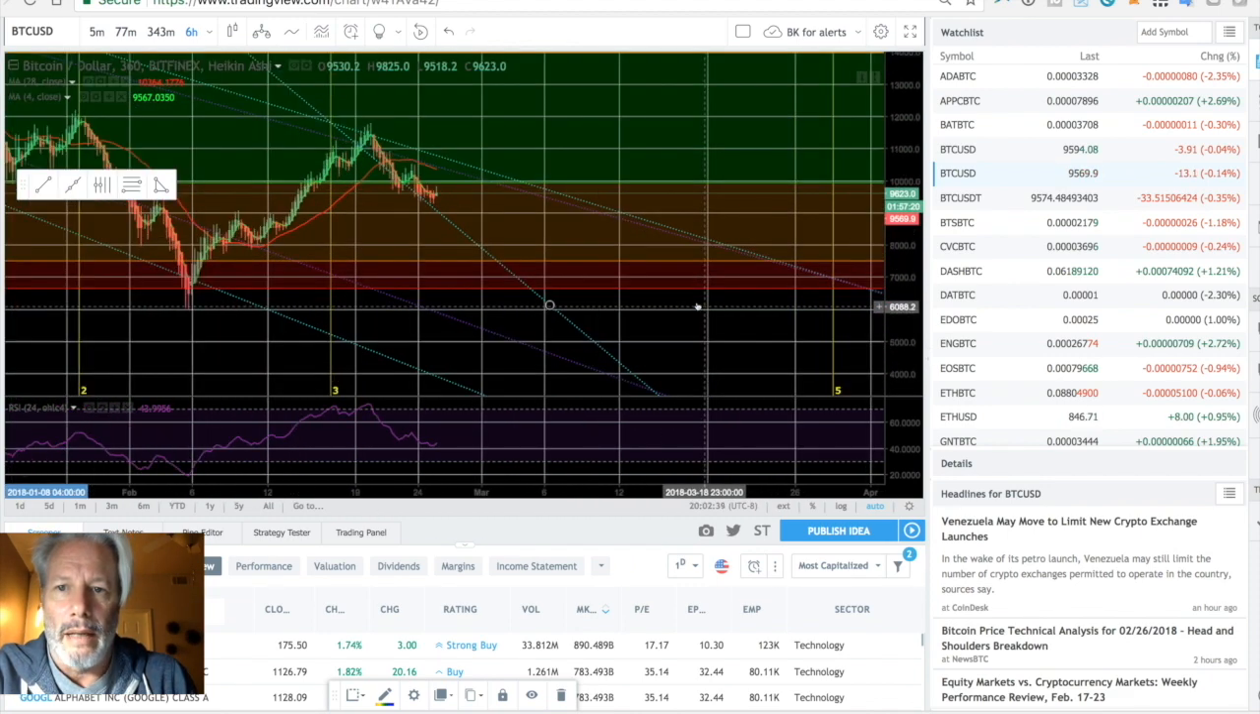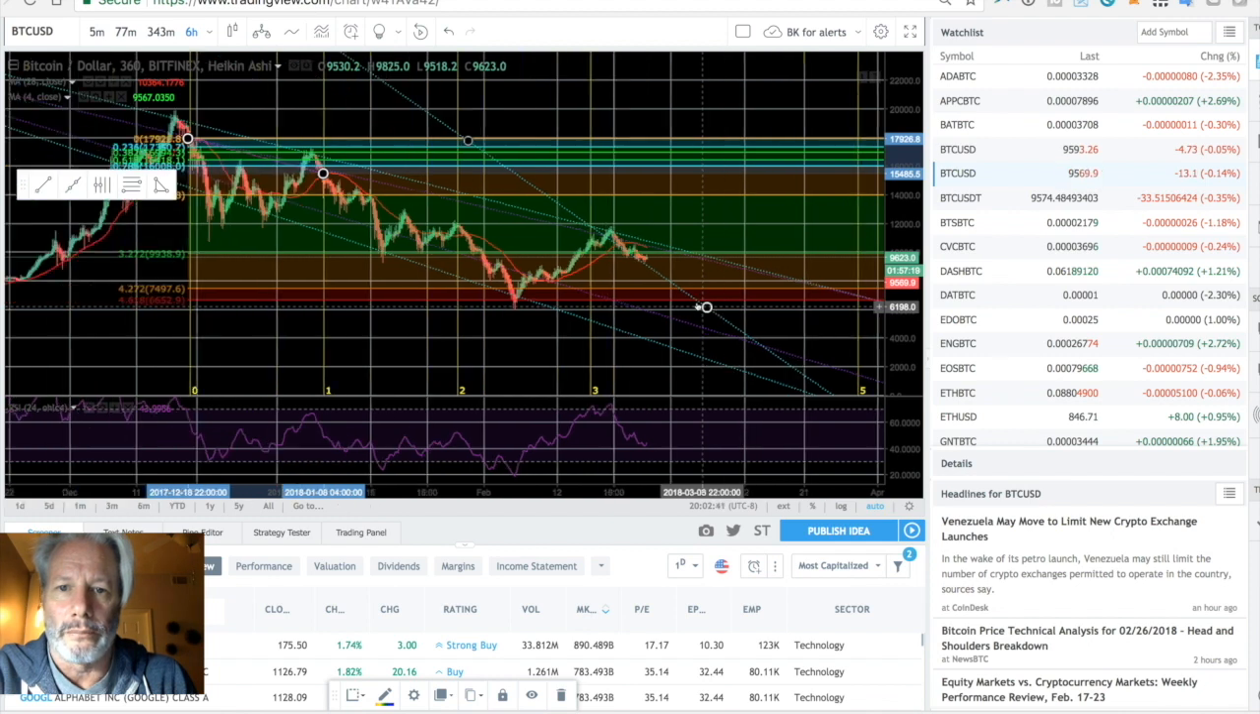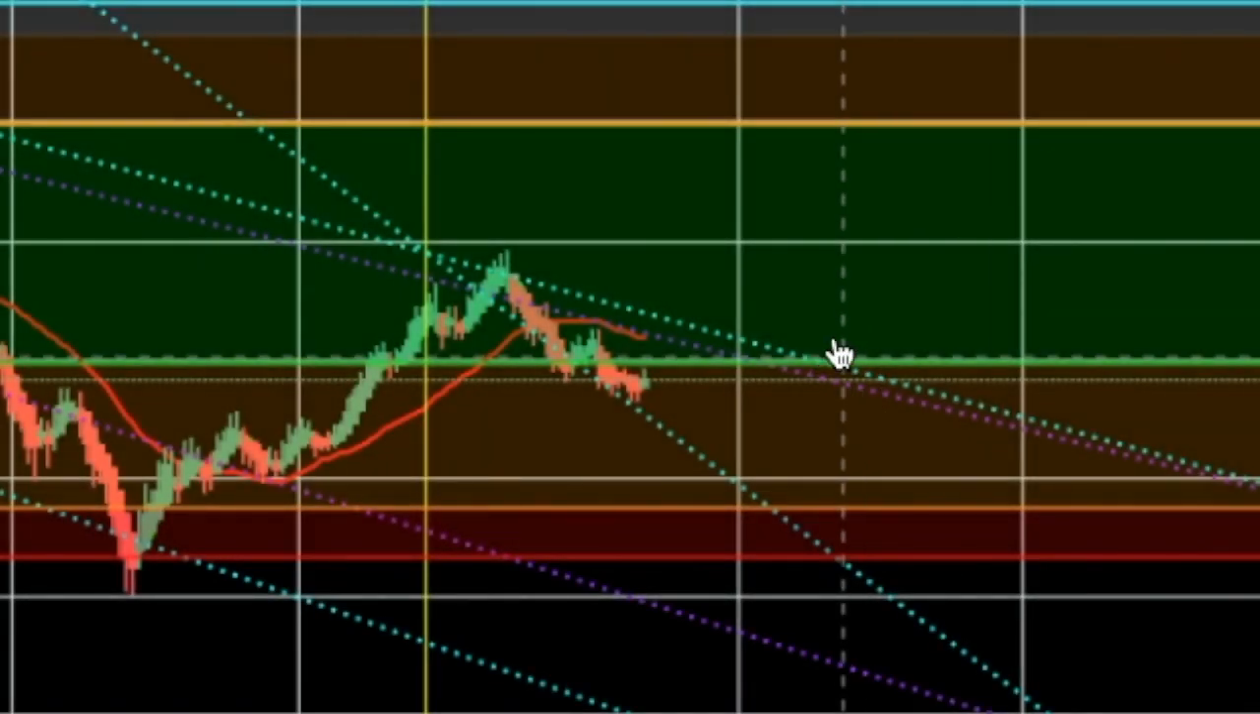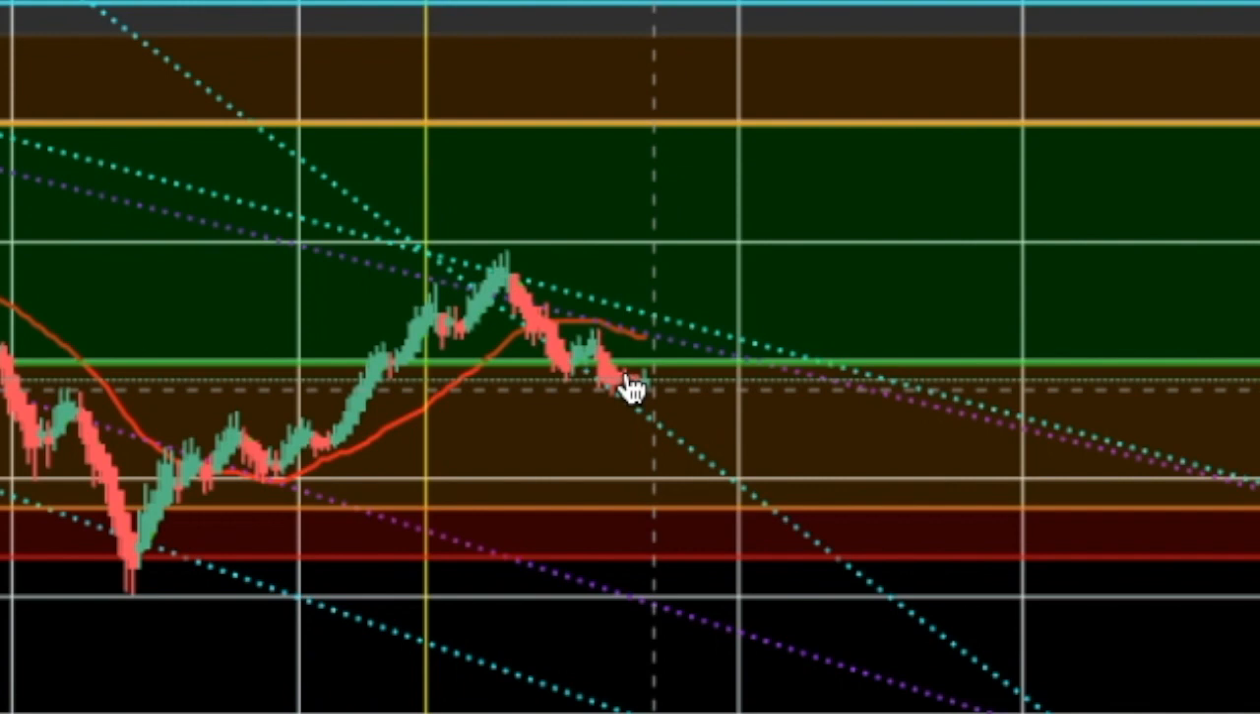And if we look at that cycle, what we've got is we've broken through this support level right here, which was at the $10,000 range. We're sitting right now at about 94.